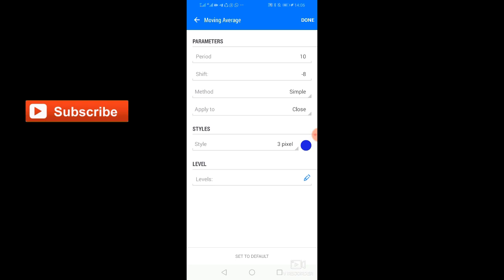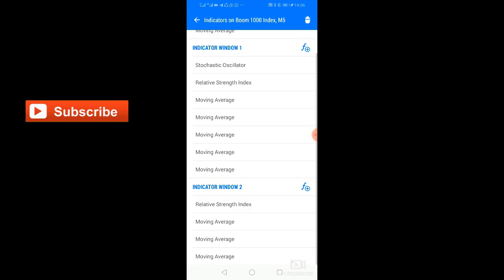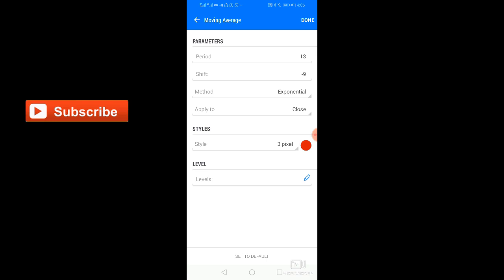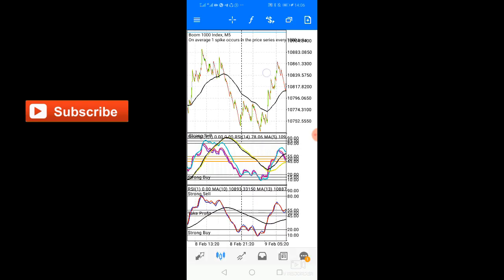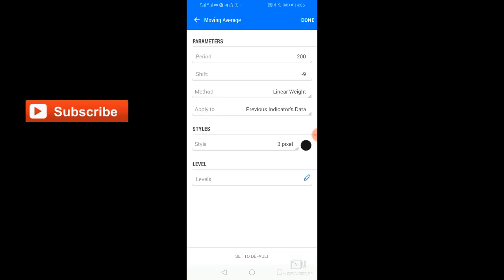I'm using blue. The second one is moving average period 13, shift -9, method exponential, apply to close. The style also is 3 pixels and red, but you can choose any color. Last but not least, we have the moving average 200 with shift -9, method linear weight, apply to previous indicator's data. The style is 3 pixels and I chose black. You can choose anything you like.